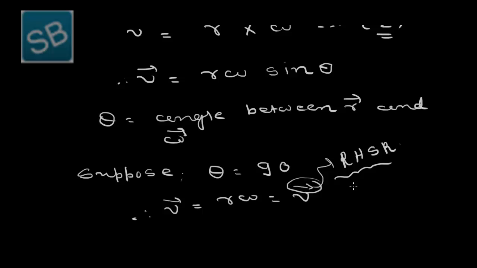Now, after discussing the velocity, what should be our next criteria? That we have to find out the velocity change in a particular time interval, and for that we have the quantity of angular acceleration.